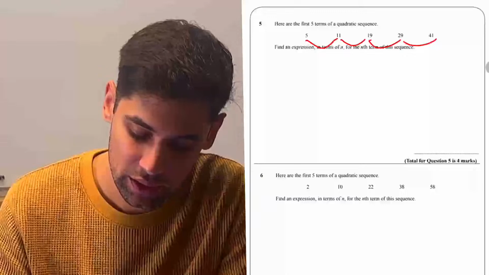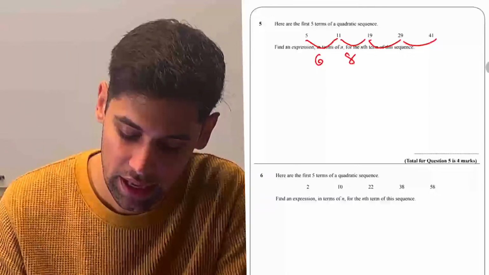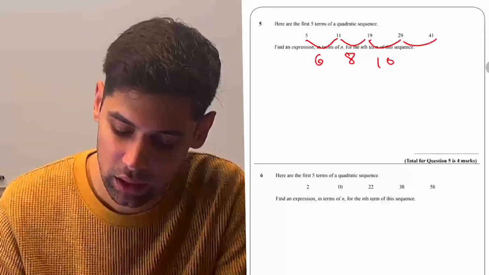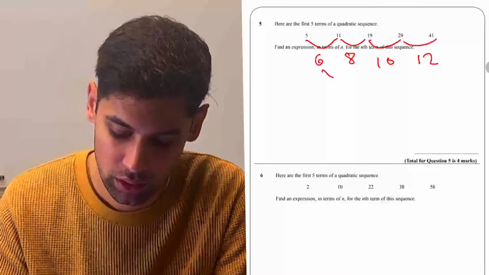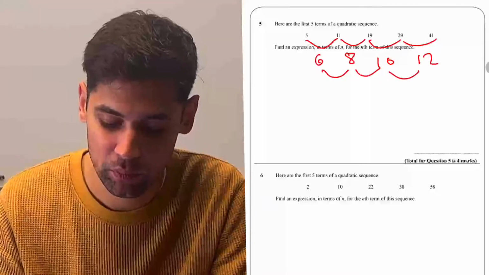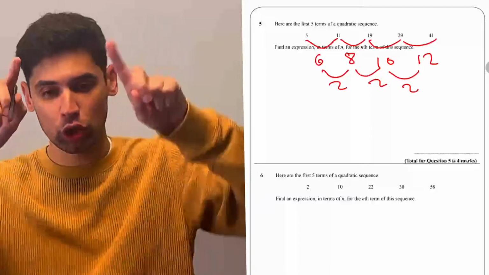So the difference here, 6, 8, 10, 12. Then we find a second difference. And this second difference should be the same. 2, 2, 2. That's good news.